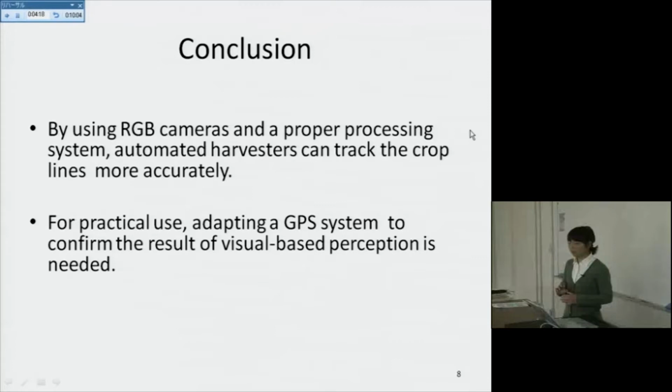Once the harvester moves along the edge, a new edge appears after cutting. That's okay. A new edge appears, so the harvester turns and it moves along the new edge.